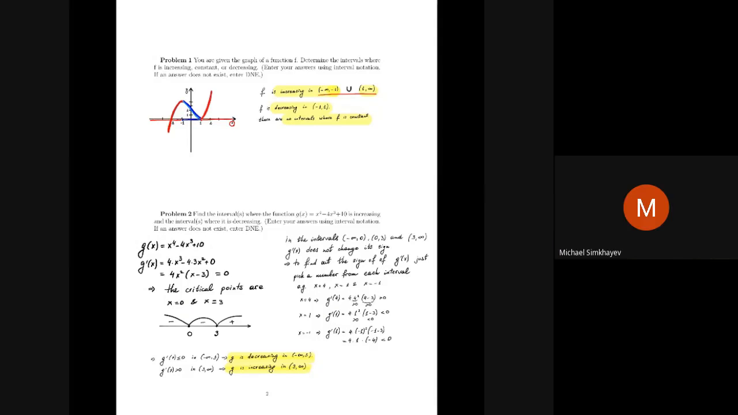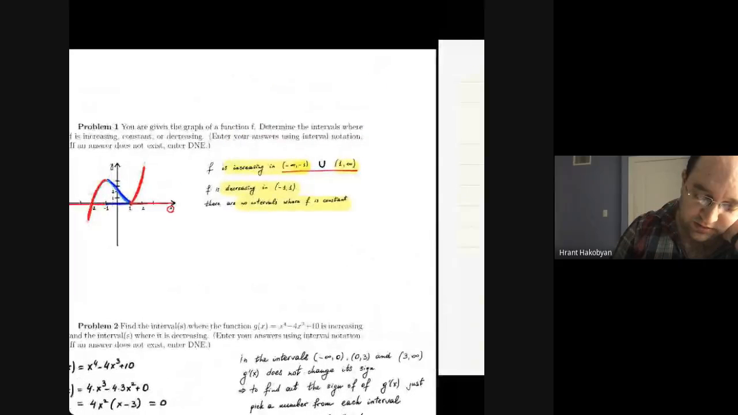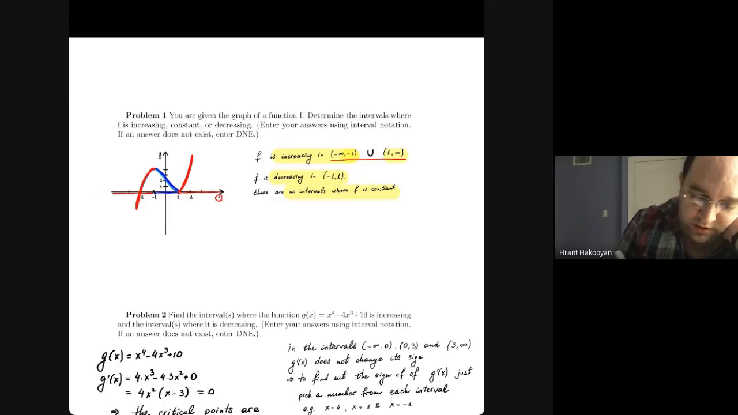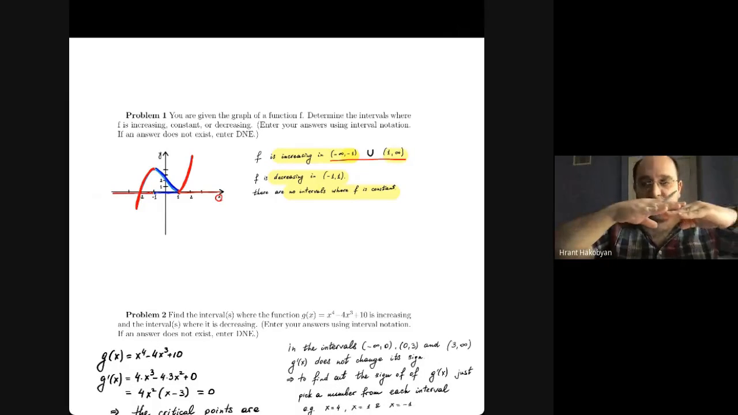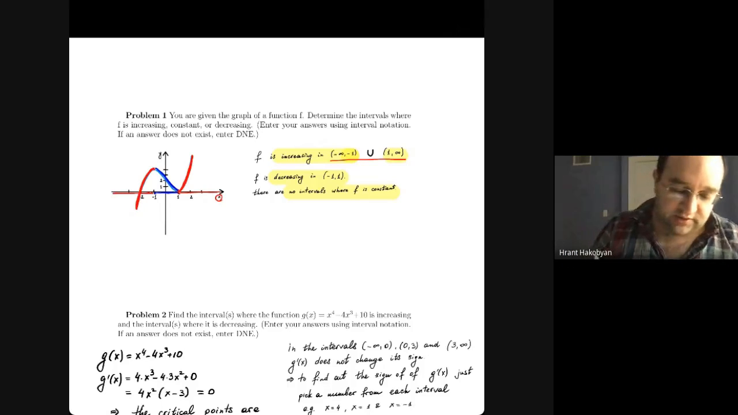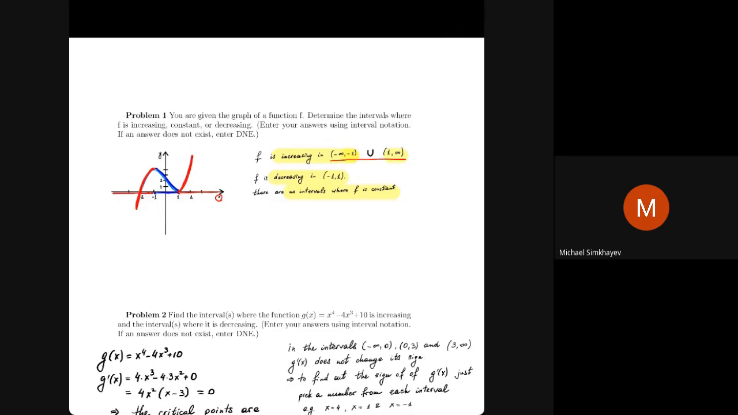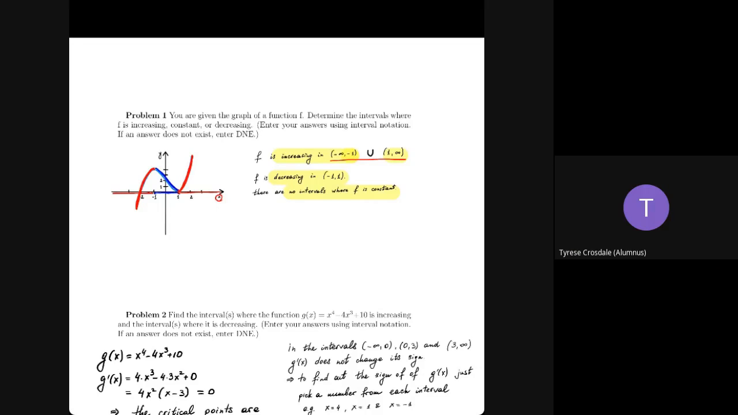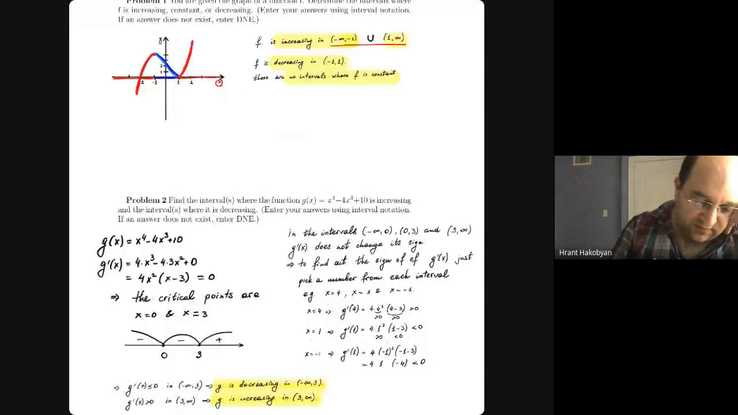For problem 1, I had a question for the previous problem. How do you know that there are no constants? What do you have to look for? Well, it would mean that there is a place where the function is flat. There is no place like that on this graph.